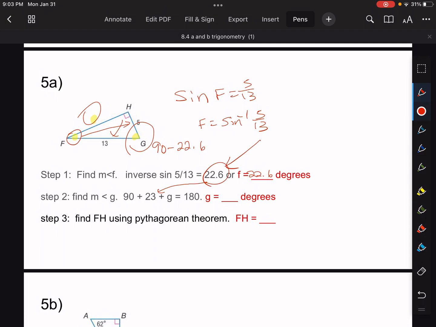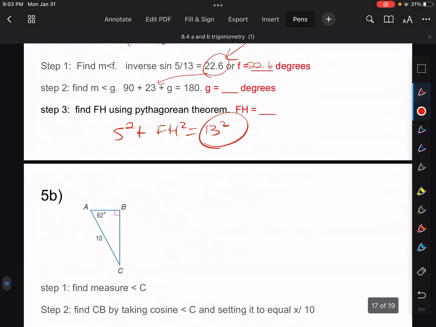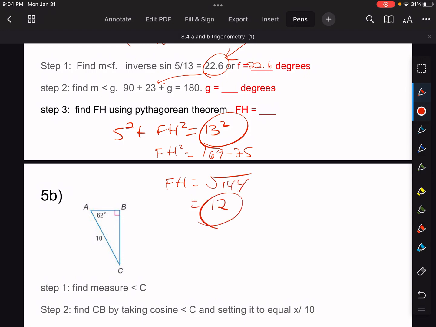And then step 3 says find FH using the Pythagorean theorem. So you can say 5 squared plus FH squared is equal to 13 squared. Remember that the 13 is the hypotenuse, it always has to be over here. If we do this out, we get FH squared is equal to 169 minus 25. FH then is equal to the square root of, and let me just do this out here, 169 minus 25, which is 144. Square root of 144 is a nice number. It is 12.